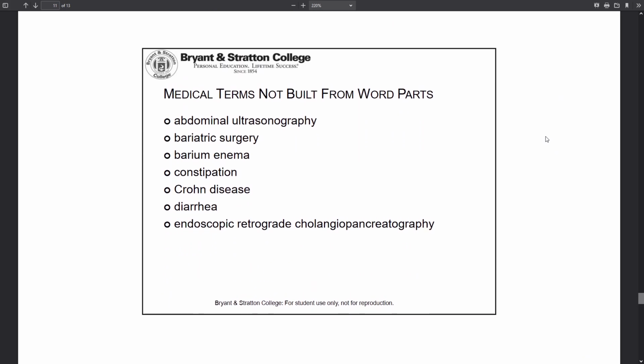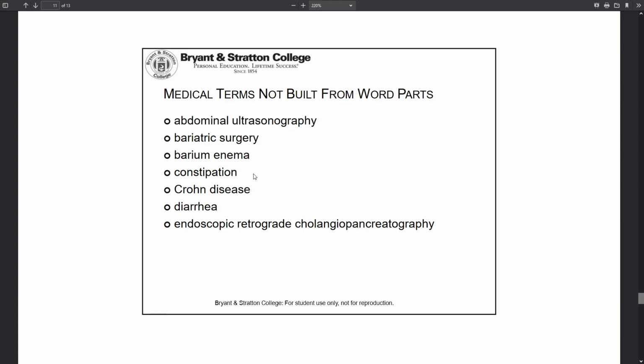So again, you're going to see here words that aren't made with word parts that can be commonly used. So again, ultrasonography, bariatric surgery. There are several different types of bariatric surgery. Common ones that people think of are surgeries that essentially make the stomach smaller in order to help individuals with weight loss. Barium enemas: you're given an enema of barium, and it allows us to actually see the intestines due to the barium.